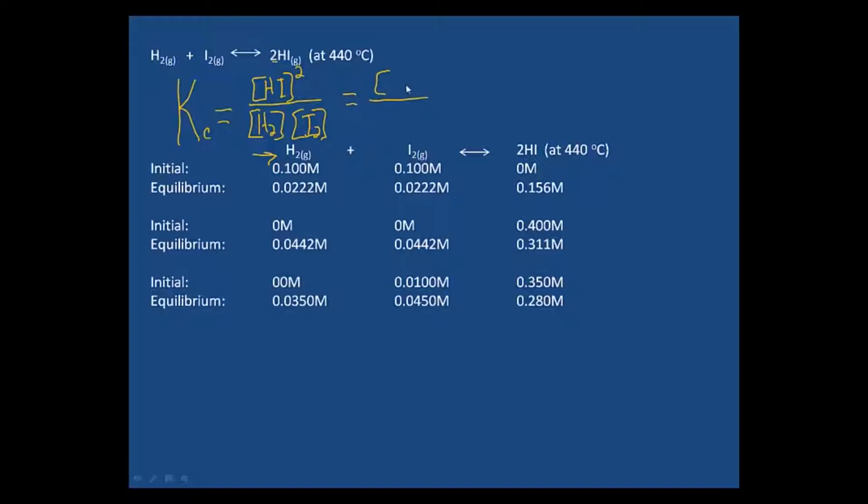What will we do? We'll take the concentration of the HI, that's 0.156, and we'll square it. We'll divide that by the concentration of the H2, and I could just square it because they're the same, but also the concentration of the I2. We can plug that in our calculator and we will have calculated our first equilibrium constant. If you do that, what you'll end up with is 49.4.